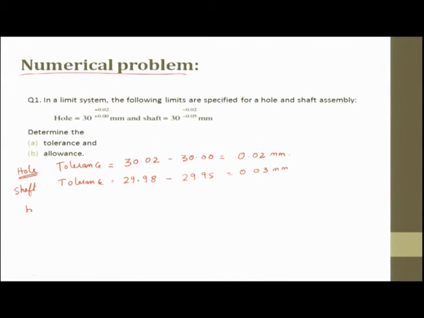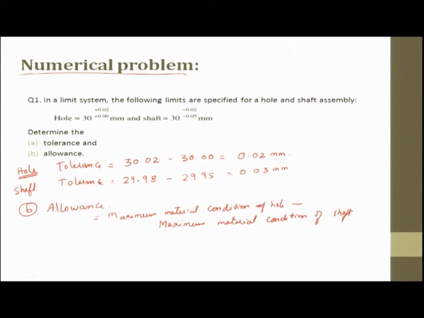Now, what is the allowance? How do you find it out? Allowance is nothing but the maximum material condition of the hole minus the maximum material condition of the shaft. So, this is nothing but 30.00 minus 29.98, which is nothing but 0.02 millimeter. This is the allowance.